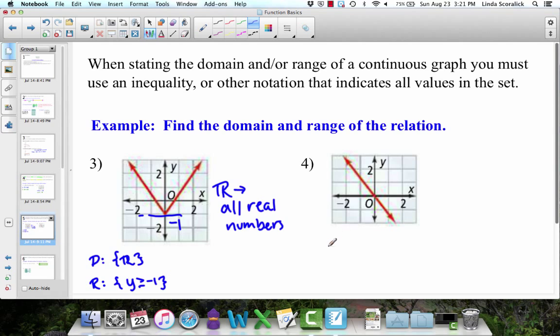Let's look at number 4, the domain. What x values are eventually included in the set? Taking a look at the arrows, it goes up and out, it goes down and out. The answer would be all real numbers. What about the range? What y values are eventually included? As it goes out, it also goes up. As it goes out, it also goes down. So again here, our range for this relation would be all real numbers.